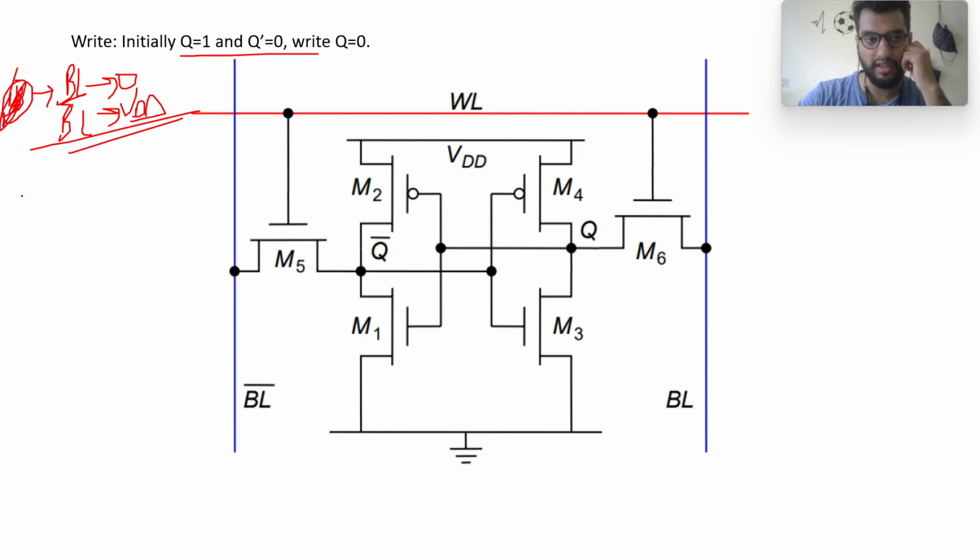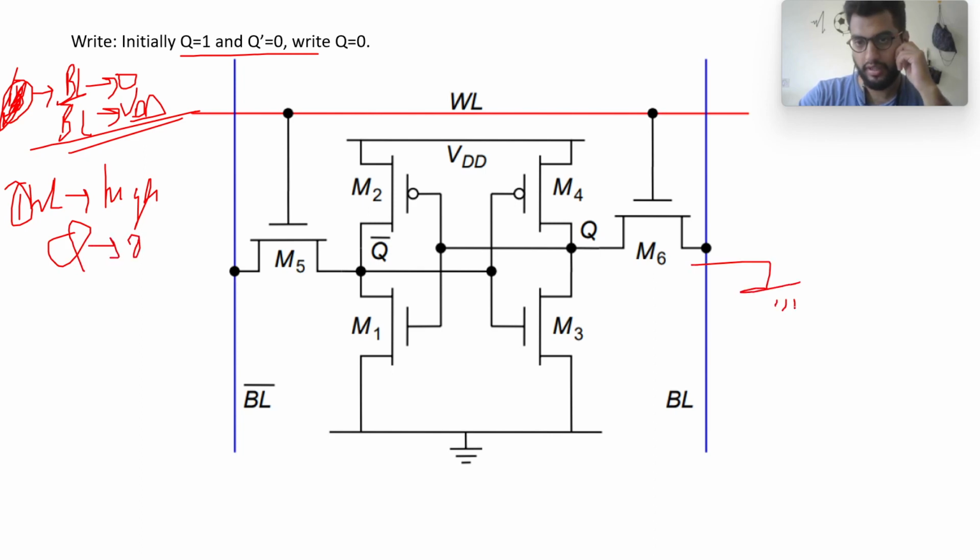This was a precondition. Now two phases will occur. Now the word line will be asserted high. Initially Q equal to 1 and BL equal to 0. So once the word line is asserted high, a discharging current will flow from M4 to M6 and this Q will tend to 0. This side is grounded, this was 1, and discharging current will flow through this, and Q will tend to 0.